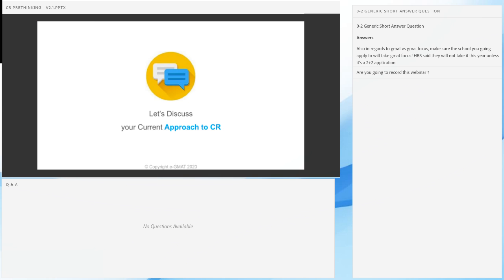Okay. So let's talk about GMAT versus GMAT Focus. That piece is really important. Harvard, for example, is not taking the GMAT Focus this year, unless and until, as this poster said, you're aiming for 2+2. And for them, this is, I think, really critical, where they don't want any confusion overall. And that's a neat thing. But if you're looking at the future, GMAT Focus is the future.